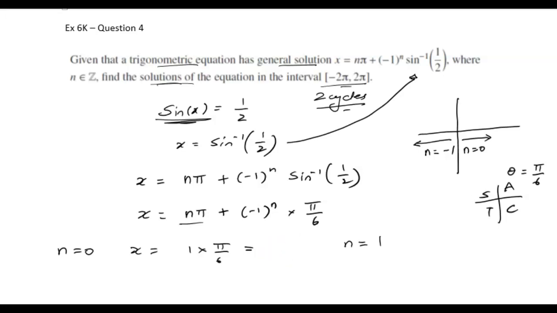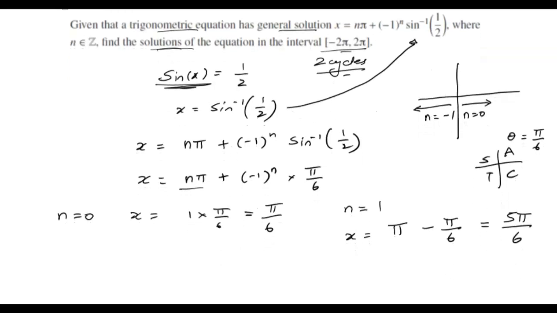So when n is equal to 1, we're going to have x is equal to 1 times pi, and then plus minus 1 to the power of n, in this case, is 1. It's just simply going to be minus 1 times pi on 6. That's just going to be minus pi on 6, giving us our next solution, 5 pi on 6. So that, I believe, is the first two solutions on the right-hand side of the x-axis.